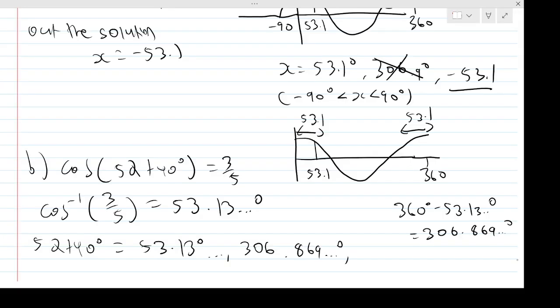So now we found the first 2 solutions, to find the other ones we just need to add 360 to them. So if we add 360 to this 53.13, I then get 413.13 degrees.